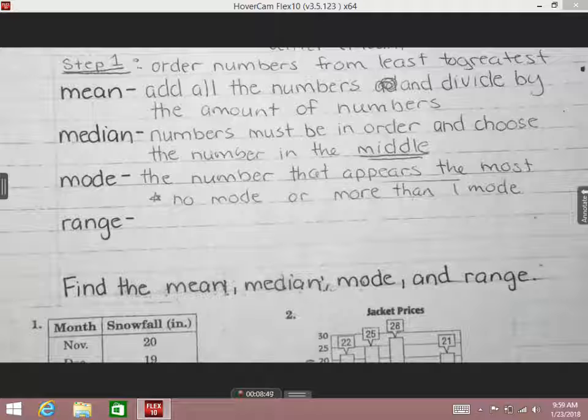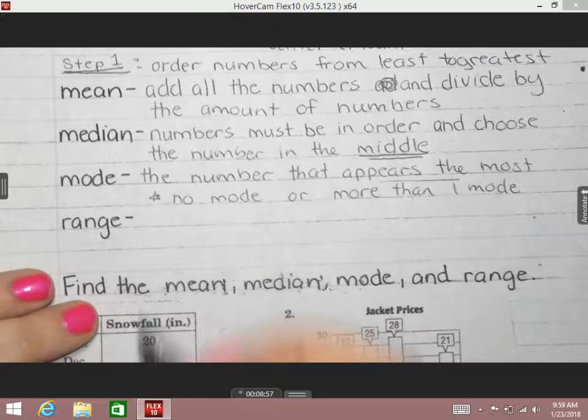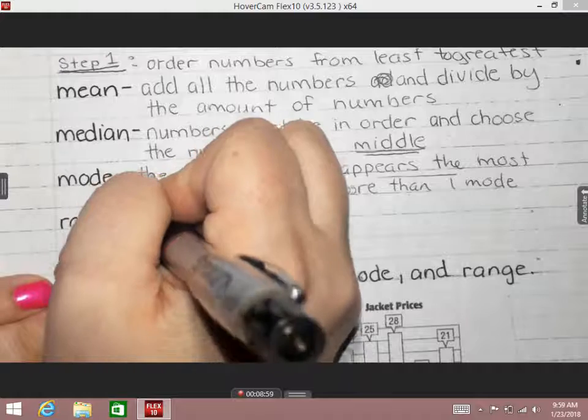The range tells me how far apart things are. It tells me the difference in the data. What does the word difference mean in math? Subtract. So that's what we're going to do, guys. We're going to take the largest number.